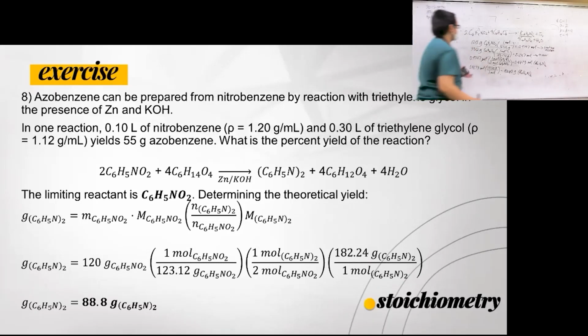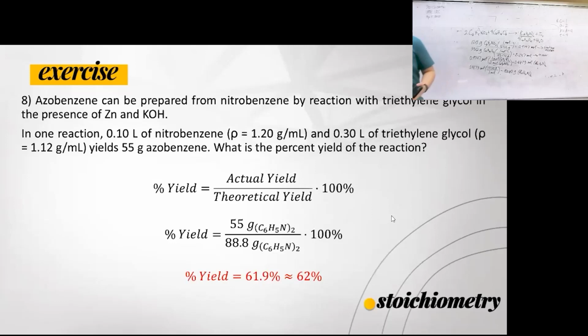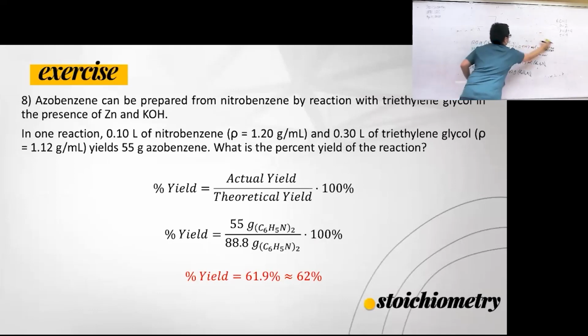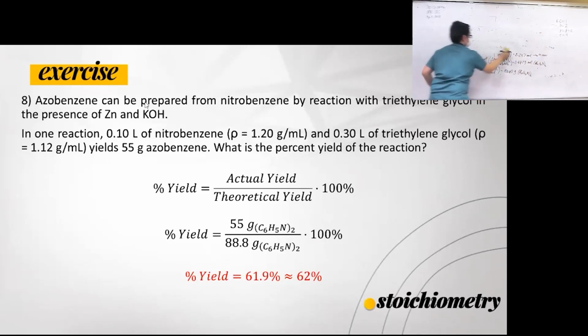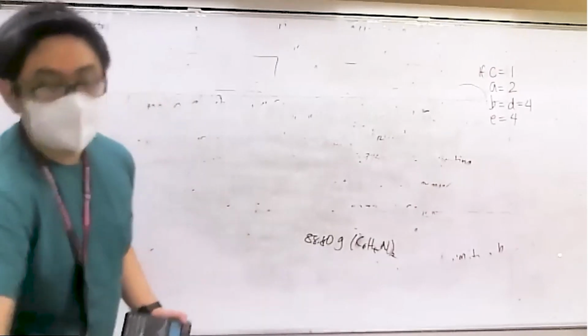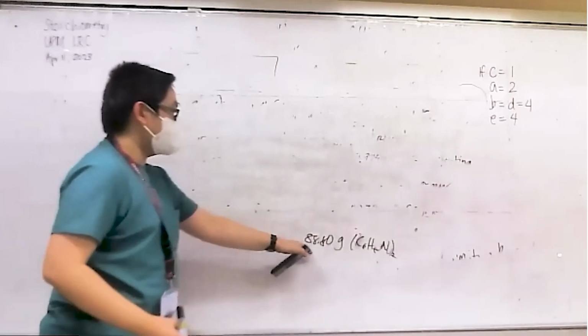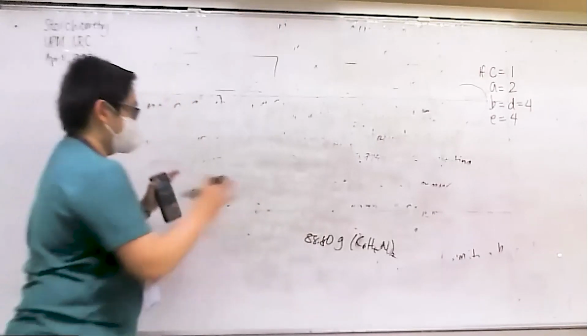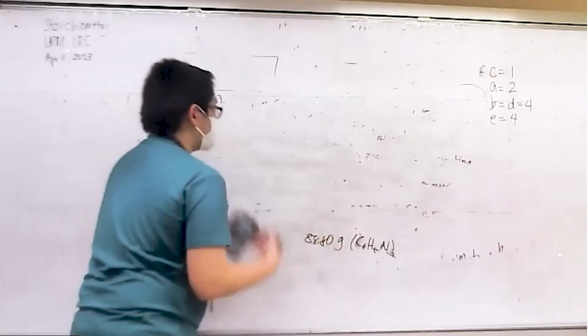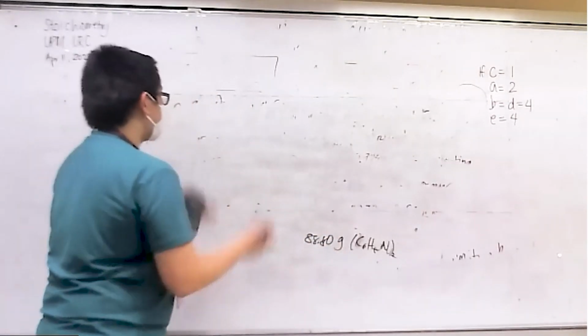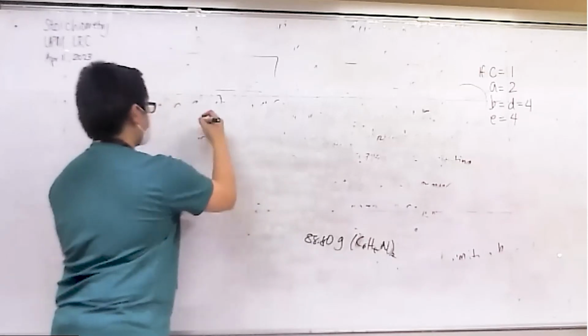And this is basically the theoretical yield. So, now that we have the theoretical yield and the actual yield is also given, we can erase this. Okay, so the important thing here is the 88.8. It's very important that you still don't round off what you got. Don't round off yet.